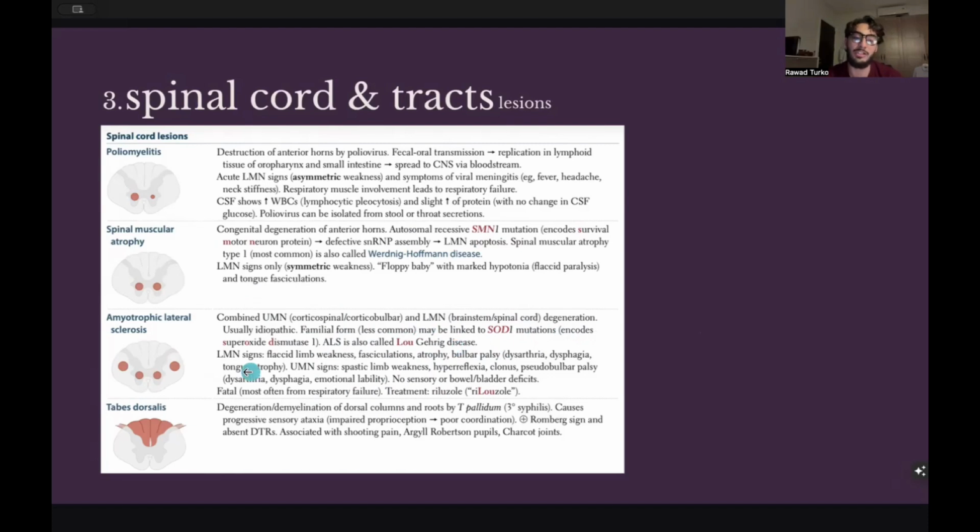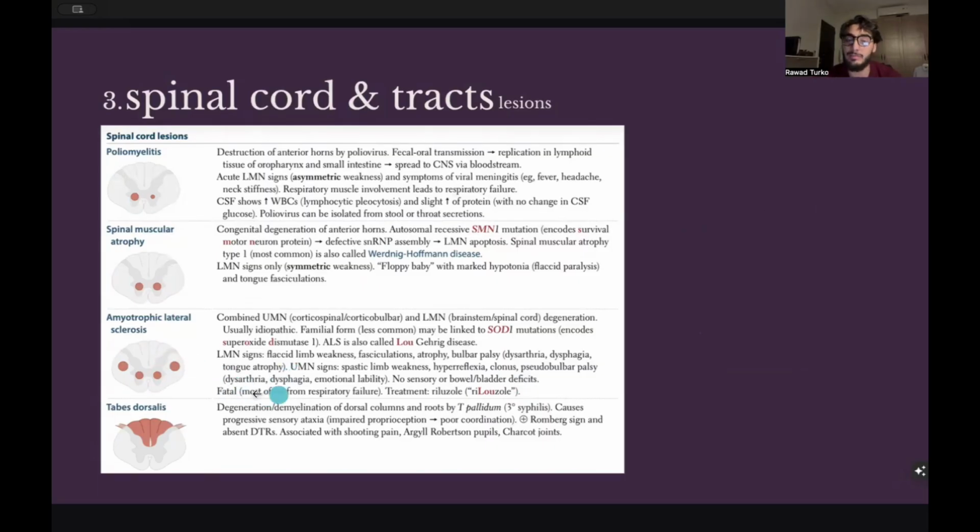All right. So the lower motor neuron signs would be things like flaccid limb weakness, fasciculations, atrophy, bulbar palsy, dysarthria, dysphagia, tongue atrophy. And the upper motor neuron signs are things like spastic limb weakness, hyperreflexia. So you'll see both. Okay, and you won't see any bowel or bladder deficits because these lesions are purely in the corticospinal tracts and the anterior gray horn cells.